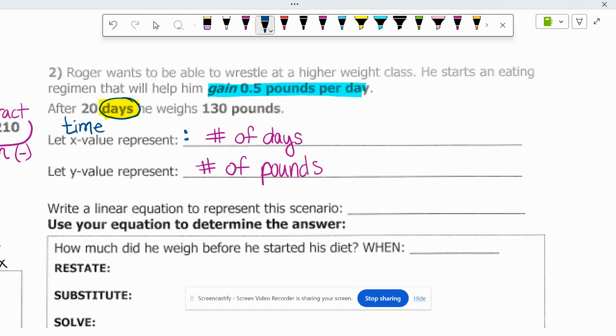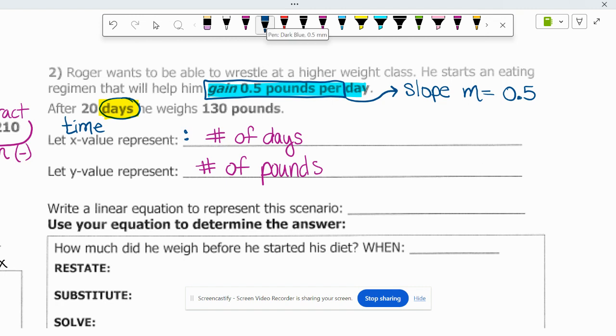Okay. What does this gains 0.5 pounds per day mean? What does that word per mean? What do you think, Yvonne? We said per represents what? When we see the word per, it means slope. So my slope is 0.5. I am gaining weight. So am I adding? Is that going to be a positive slope or a negative slope? It's going to be positive. Good job. Okay. So we know that our slope is 0.5.